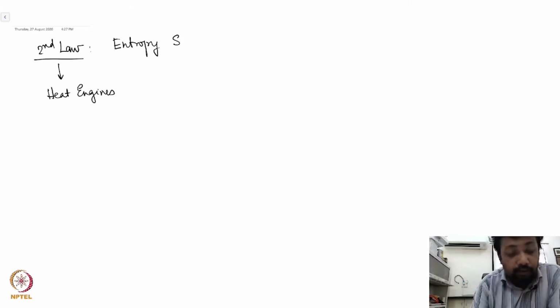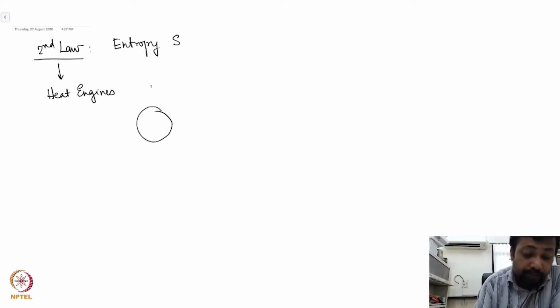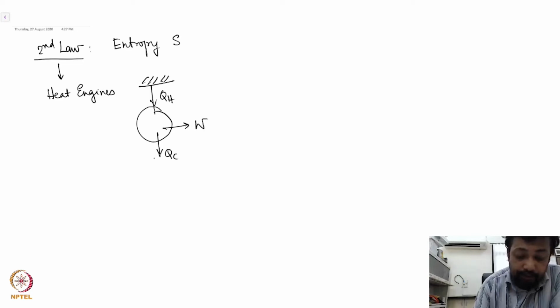And what is a heat engine? A heat engine is basically an engine which takes a certain amount of heat QH from a hot reservoir, does an amount of work W, and dumps an amount of heat QC to the cold reservoir. So this is my hot reservoir and this is my cold reservoir.